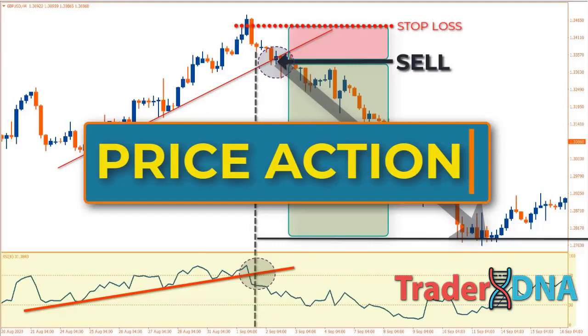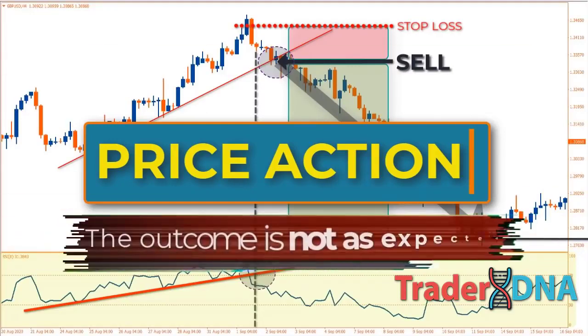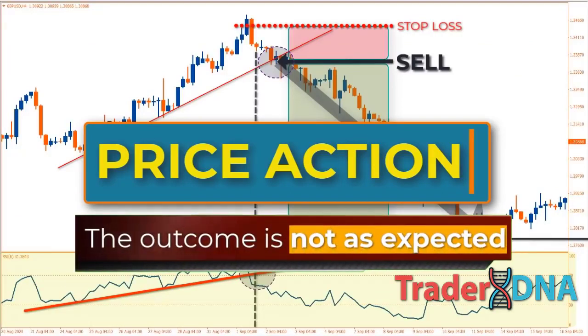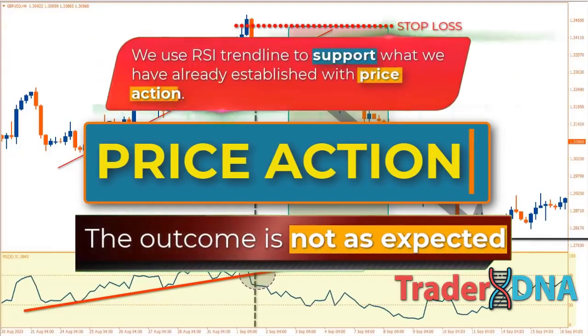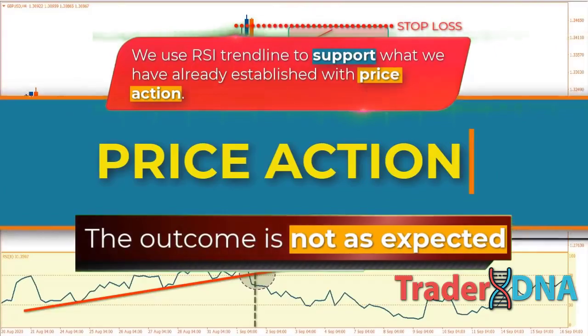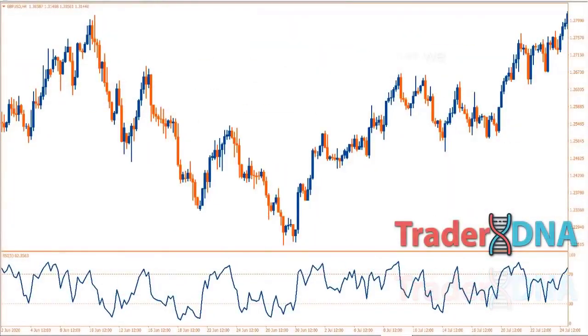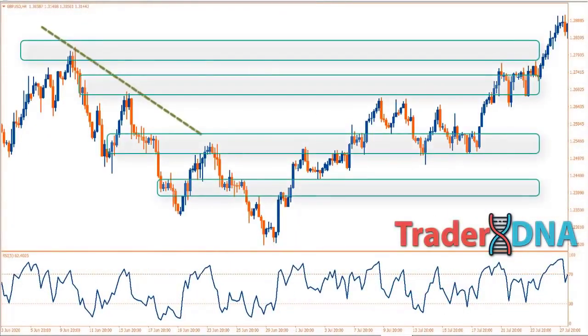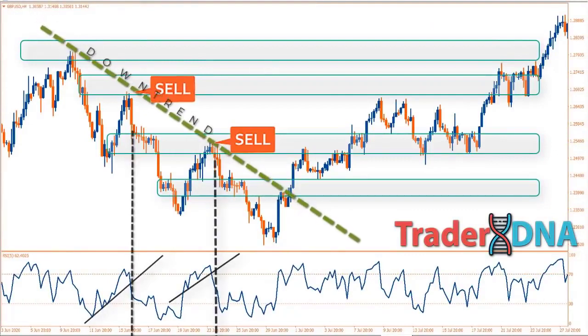If you would take a trade every time you spot an RSI trendline breakout, you would soon find out that the outcome is not as expected. We use the RSI trendline to support what we have already established with price action. So, you need to analyze the price. You need to draw key support and resistance levels to identify the main trend and take RSI trendline breakout signals in the direction of the main trend.